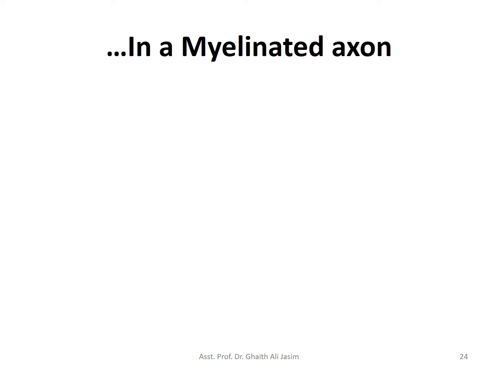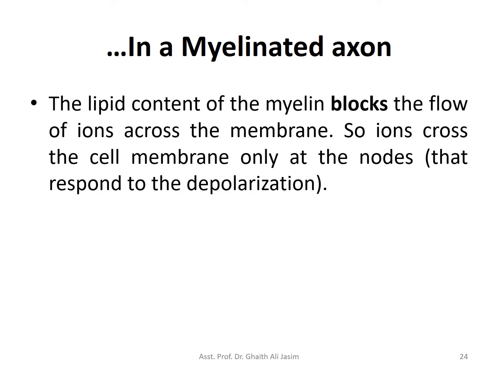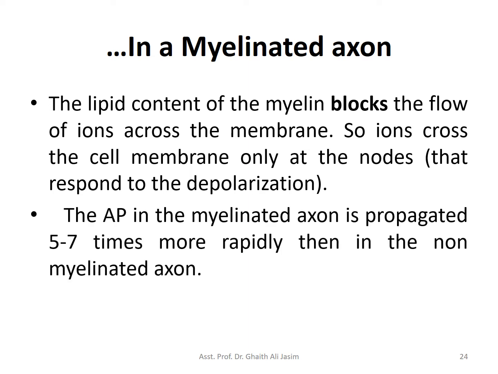What about the myelinated axon? In the myelinated axon, the lipid content of the myelin blocks the flow of ions across the membrane. So ions cross the cell membrane only at the nodes that respond to depolarization. The action potential in the myelinated axon is propagated 5 to 7 times more rapidly than in the non-myelinated axon.